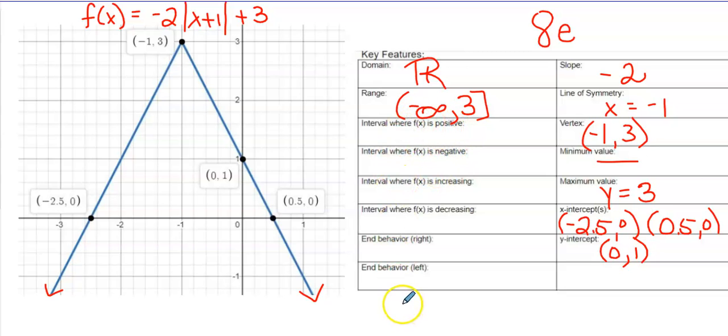Save these two till last. They're the hardest ones on this one. Increasing from -infinity up to -1. Decreasing goes from -1 to positive infinity.